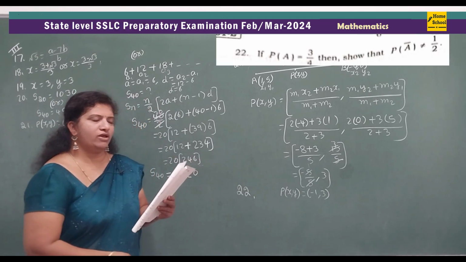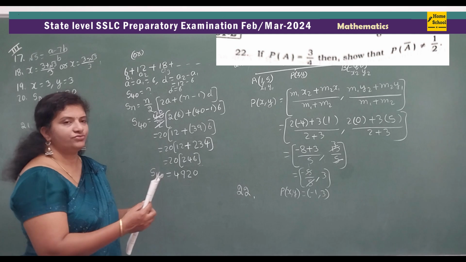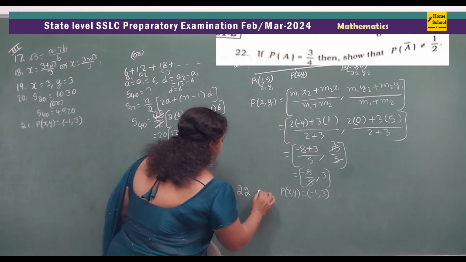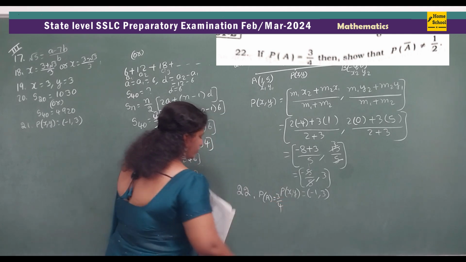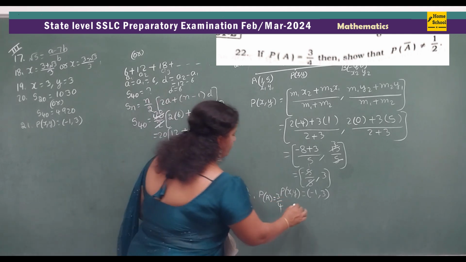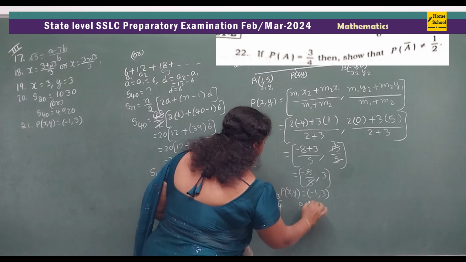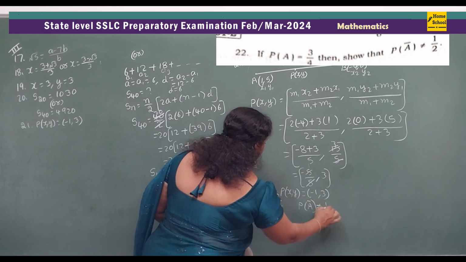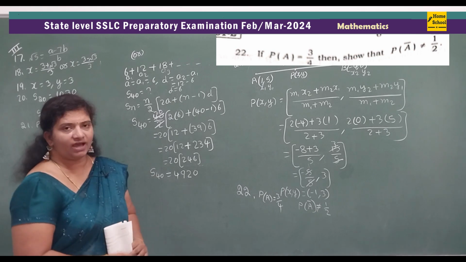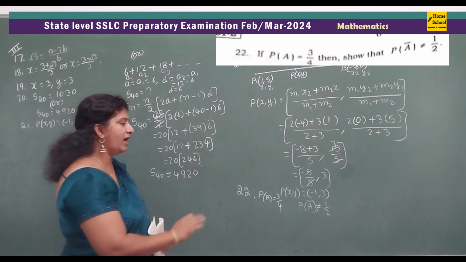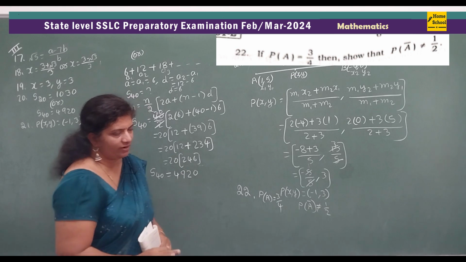If P of A is equal to 3 by 4, show that P of A bar is not equal to 1 by 2. How can we do this? P of A value is given. We have to prove that P of A bar is not equal to 1 by 2.